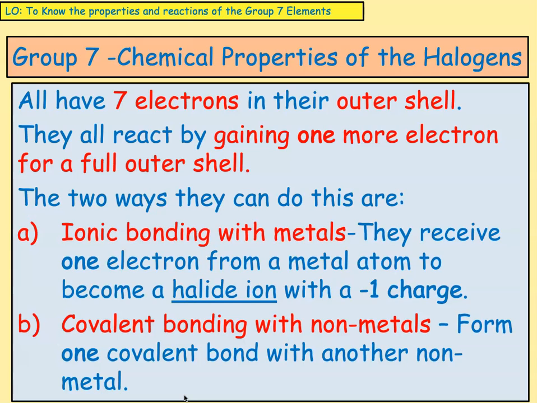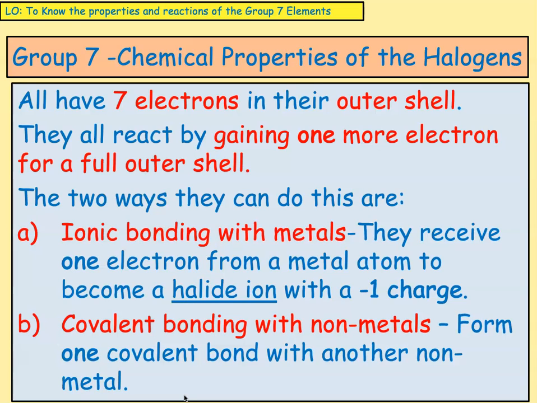Because they all have 7 electrons in their outer shell, they're all going to behave in roughly the same way. What they need to do in order to react is gain an electron. Now it can do that in 2 ways. It either can be gifted an electron if it reacts with a metal, right? So it's a transfer of electron to the outer shell in ionic bonding. But that can only happen with a metal. So they receive 1 electron from a metal atom and they then will become a halide ion.